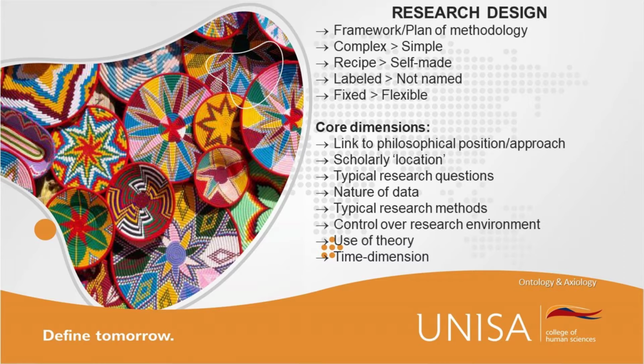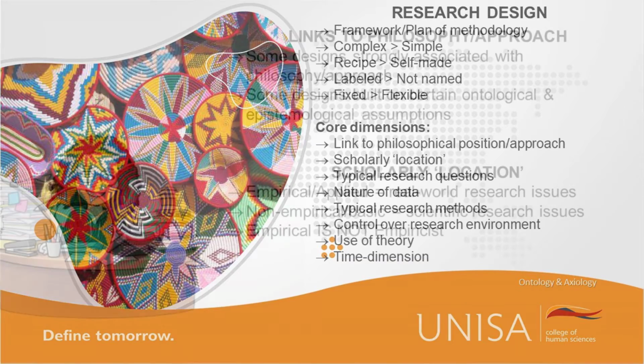Some of the core dimensions of your design include its compatibility with your philosophical position, the scholarly, let's say, location of your study, compatibility with your research questions and objectives, the nature of the data, the control over the research environment, compatibility with your research approach, the use of theory, and the time dimension. And let's look at these one by one.